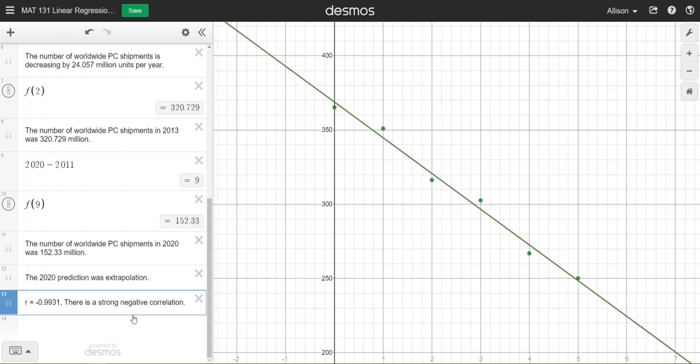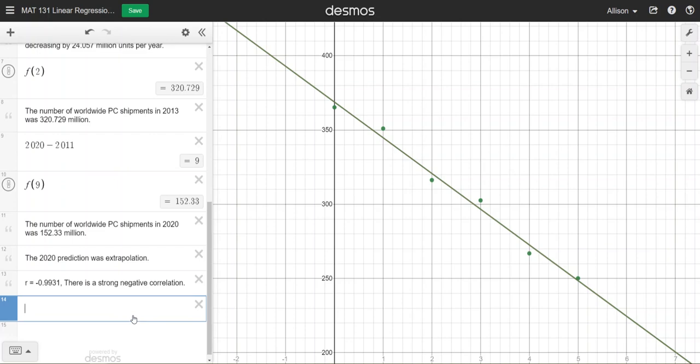Okay, that is all that question 2 asked me. I'm going to go on to just one additional piece.